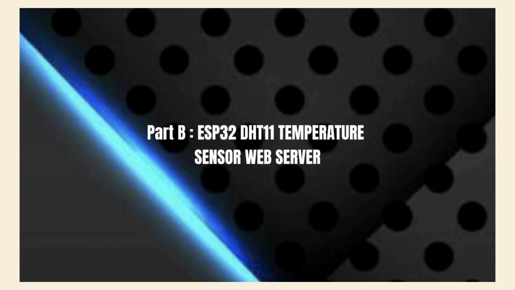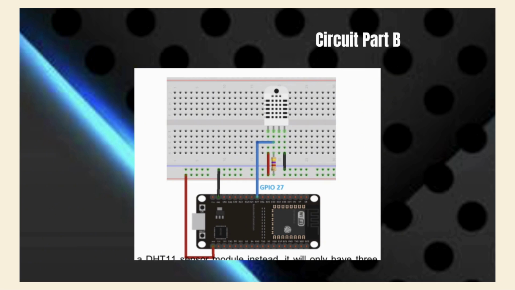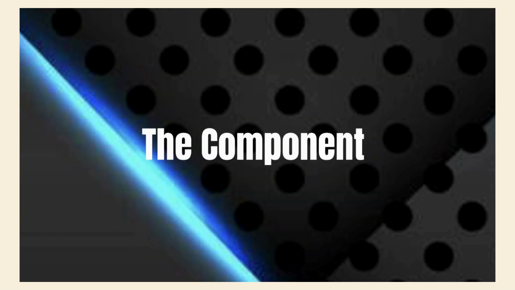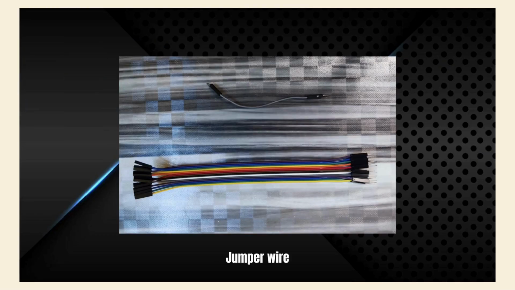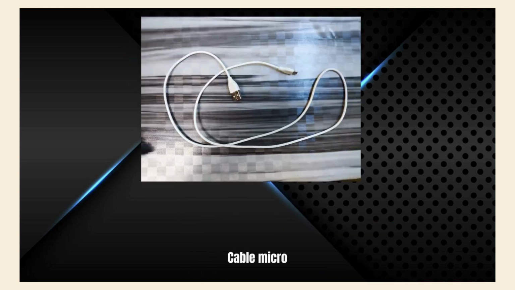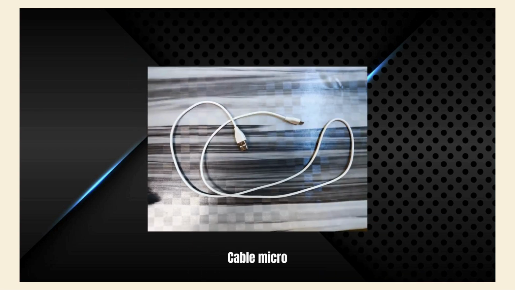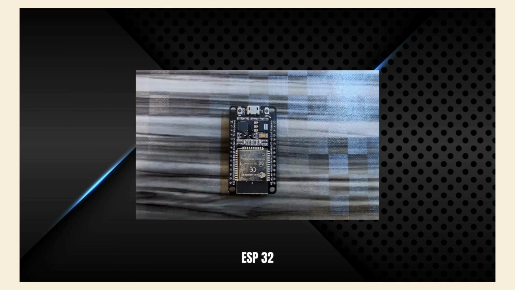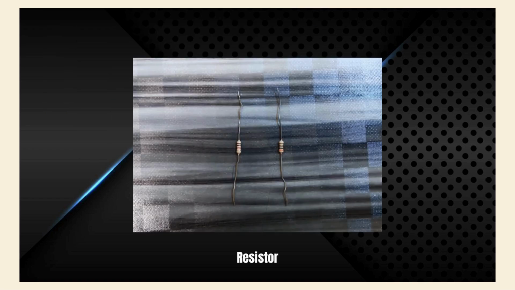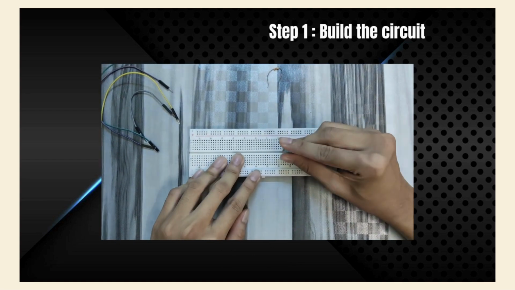Part B. ESP32 to DHT11 temperature sensor web server. Circuit Part B. The components: jumper wire, breadboard, micro cable, ESP32, DHT11, resistor.